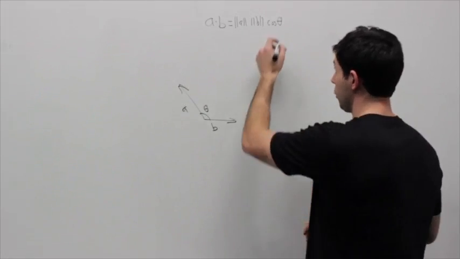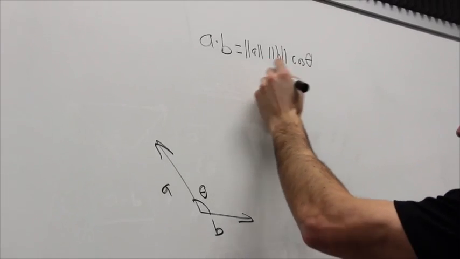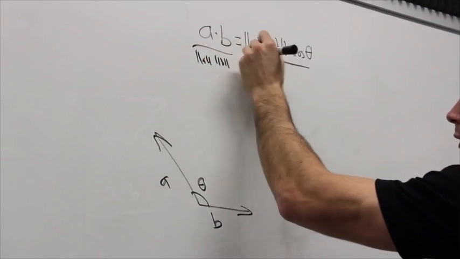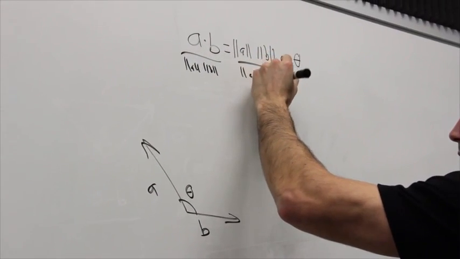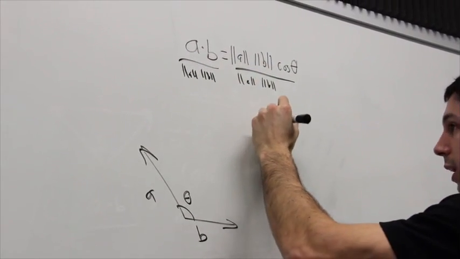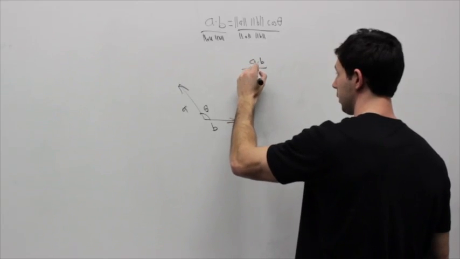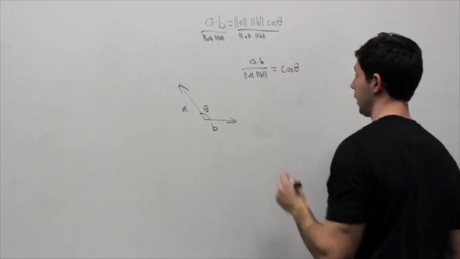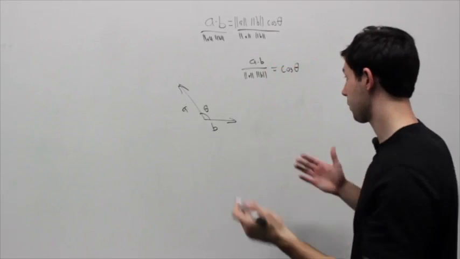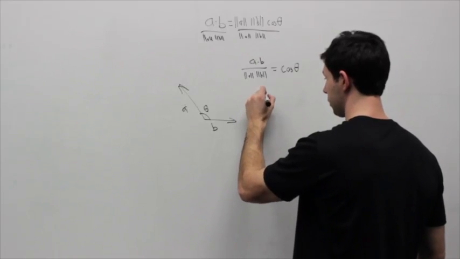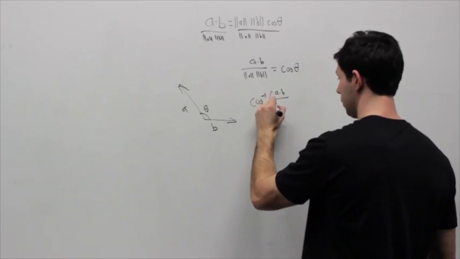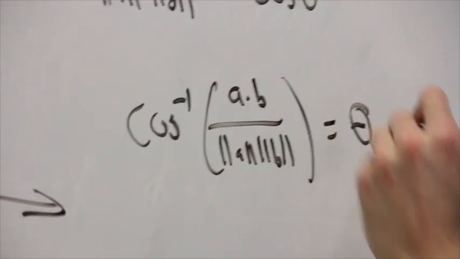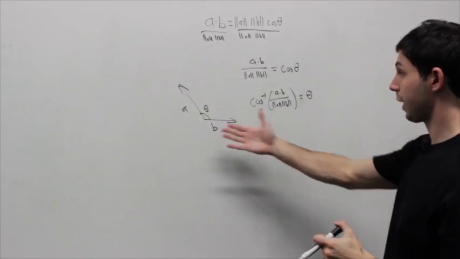If we solve for theta, we can just divide both sides by the magnitude of A times the magnitude of B, and that's going to give us A dot B over the magnitude of A times the magnitude of B equals cosine of theta. And so taking the arc cosine of both sides will give us theta equals the arc cosine of A dot B over the magnitude of A times the magnitude of B. And there we go. We solved for it.